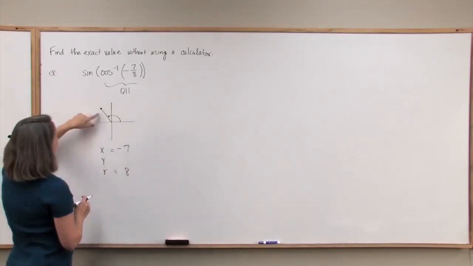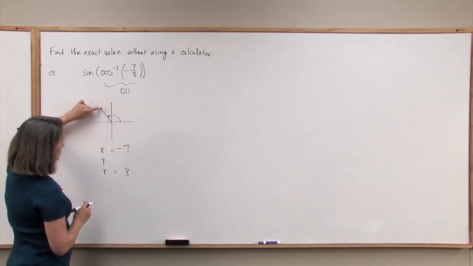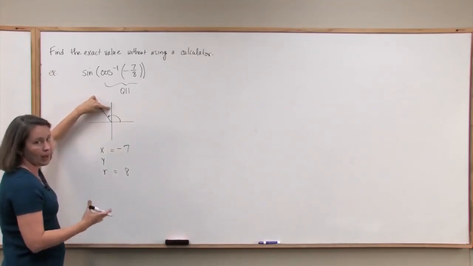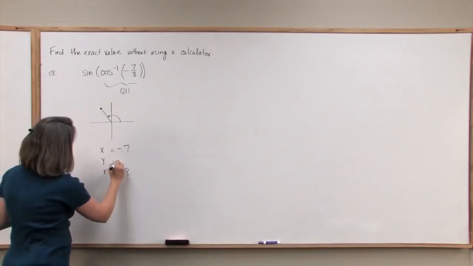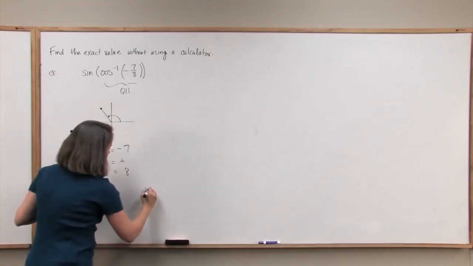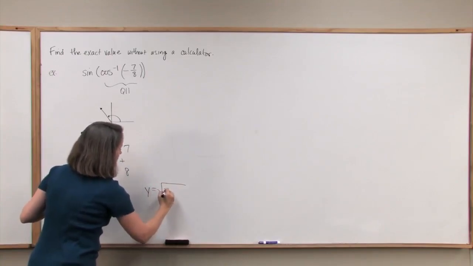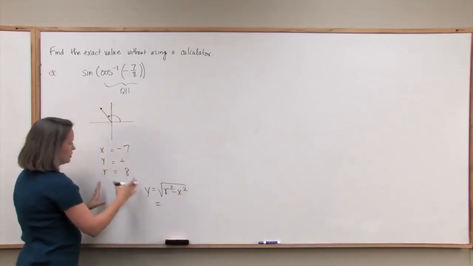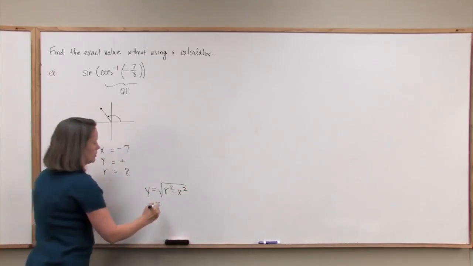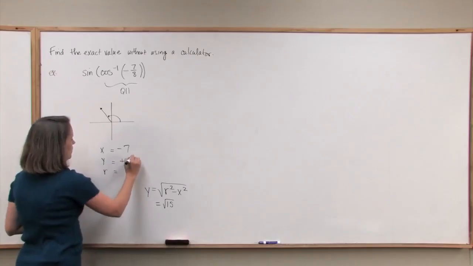Okay? Well, look at our picture. Y is up here, and that means that y is a positive number since it lands in quadrant 2 here. So y has to be the positive square root of r squared minus x squared. And when we substitute our known values and work this out, we're going to find out that y is the square root of 15.